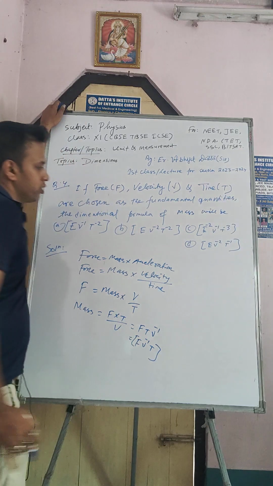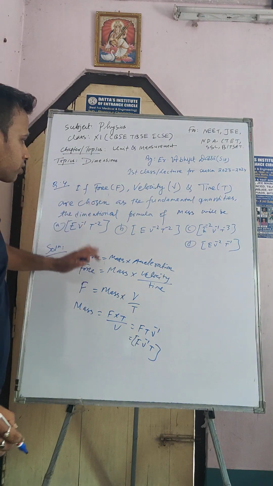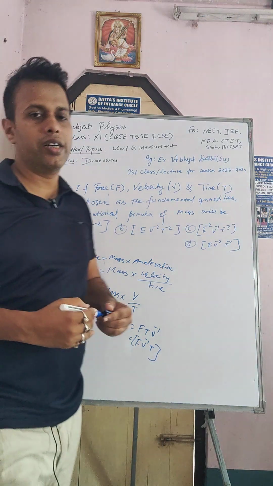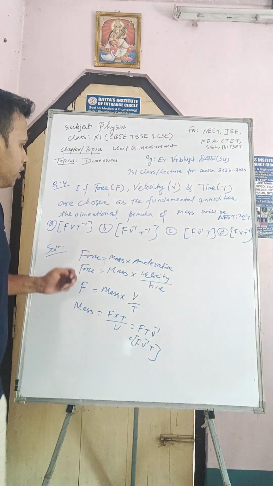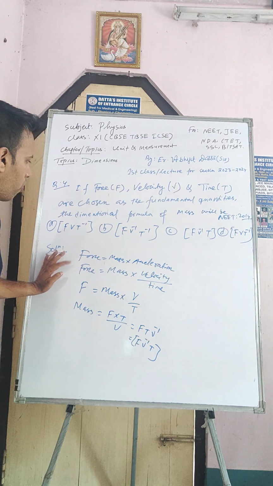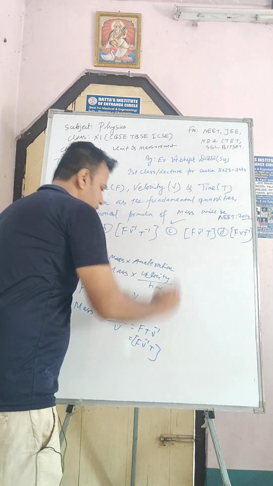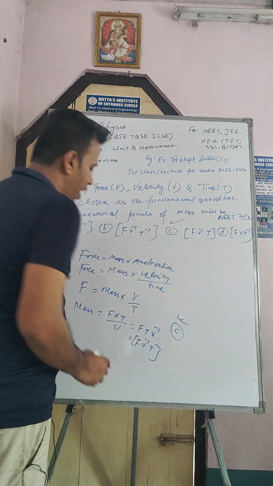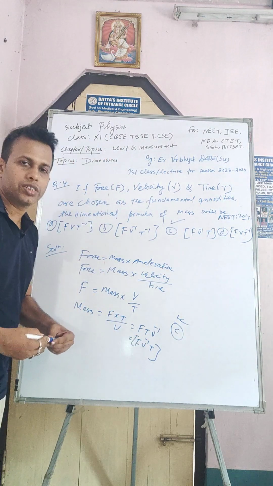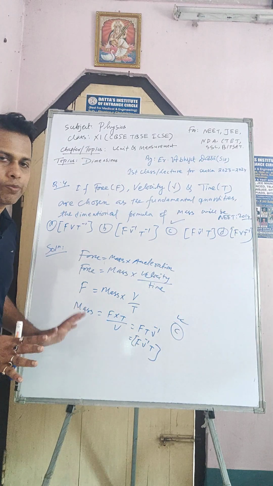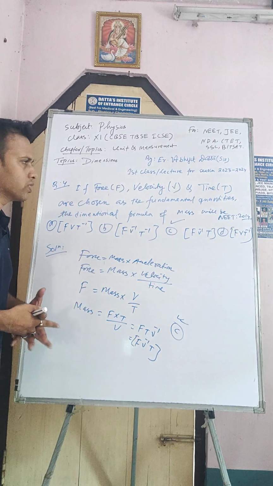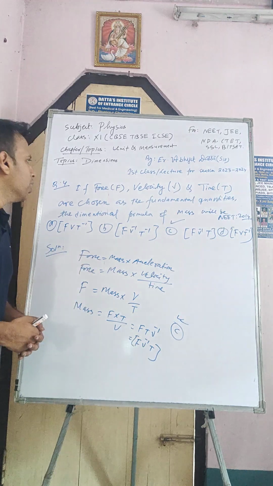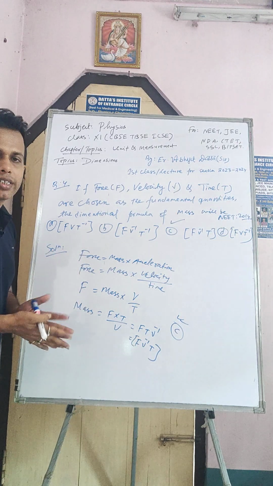So considering the dimensions of mass, look at here, which option is matching? Option F V minus 1 T. There, option C is the correct option. Our desired output is matching with option C, so option C is the correct answer here. Got my point? This type of question came so many times in NEET and JEE, and in other entrance exams also, state entrance exams.